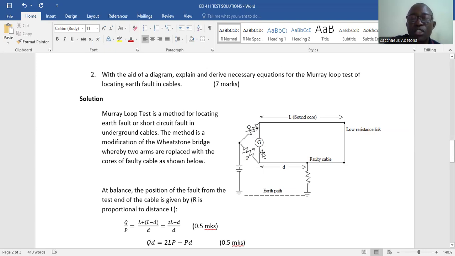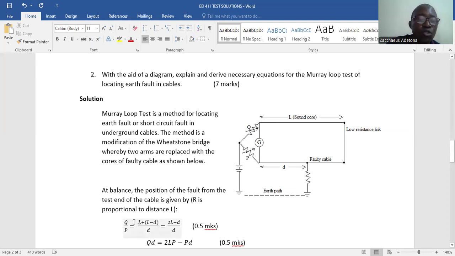So the bridge is balanced by setting resistances P and Q, variable resistances. At balance, the position of the fault from the test end of the cable is given by using the relation that R is proportional to the length. So we can use the resistance in place of length, or length in place of resistance.